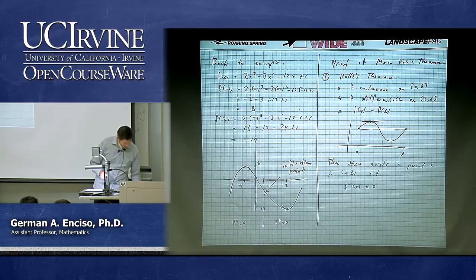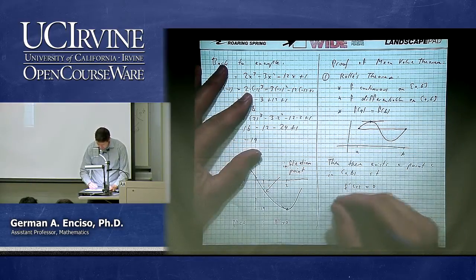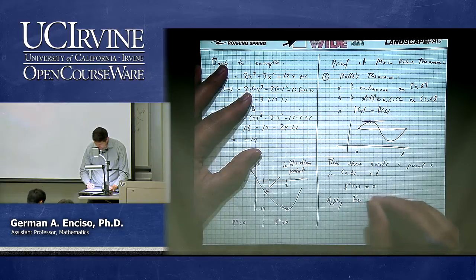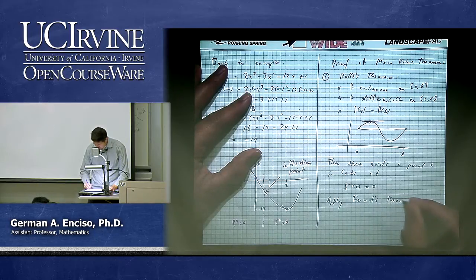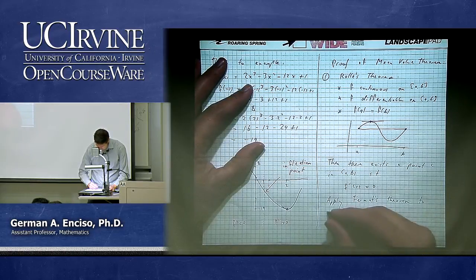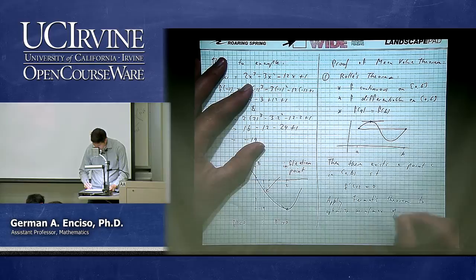Let's see how much time we have. We're running out of time. Okay, let me just say this, okay? This is Rolle's theorem. This is: apply Fermat's theorem to optimize, the min and max of f.